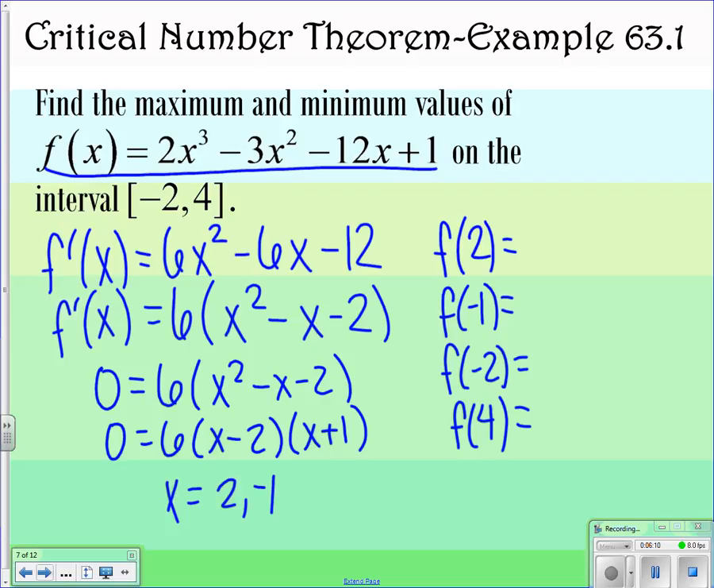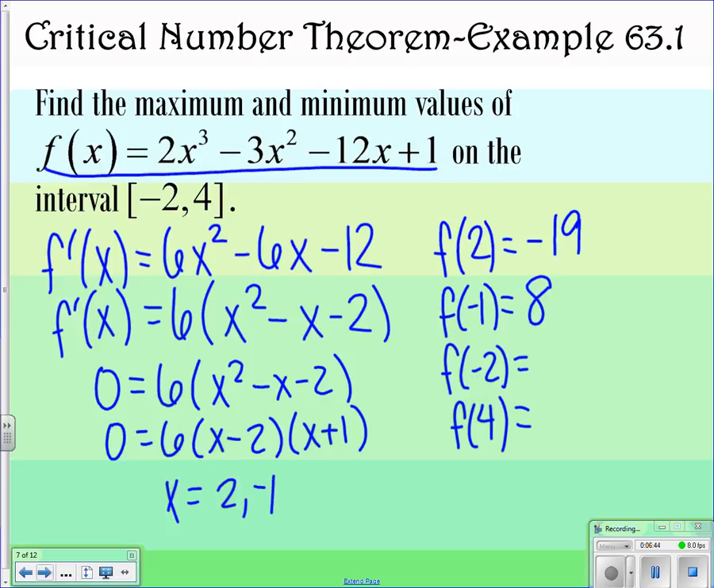you're going to have 16 minus 12 minus 24 and plus 1. So you're going to get negative 19. If you plug in negative 1, you're going to have negative 2 minus 3 minus 12 and plus 1. I'm sorry, plus 12 and then plus 1 to get a positive 8.